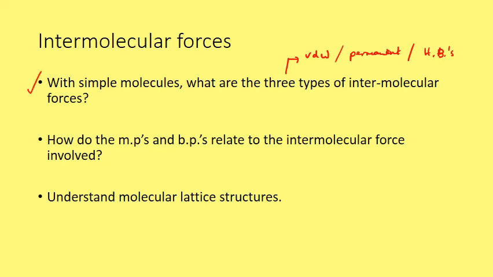And then we looked at the melting and boiling points of various compounds and related those to what intermolecular force was involved. And we've also looked at two molecular lattice structures. We saw a diagram of iodine as a solid, and we also saw ice as well. And we saw that they were regular structures, also called lattice structures, and sometimes called molecular crystals. So there we are. We've done our three learning objectives.